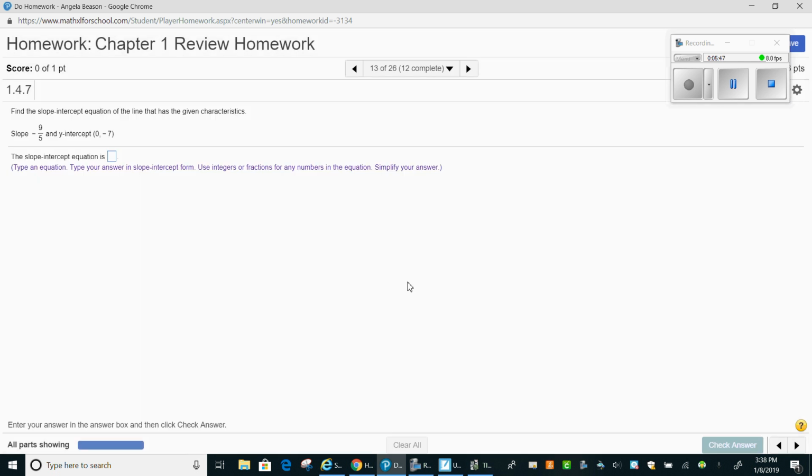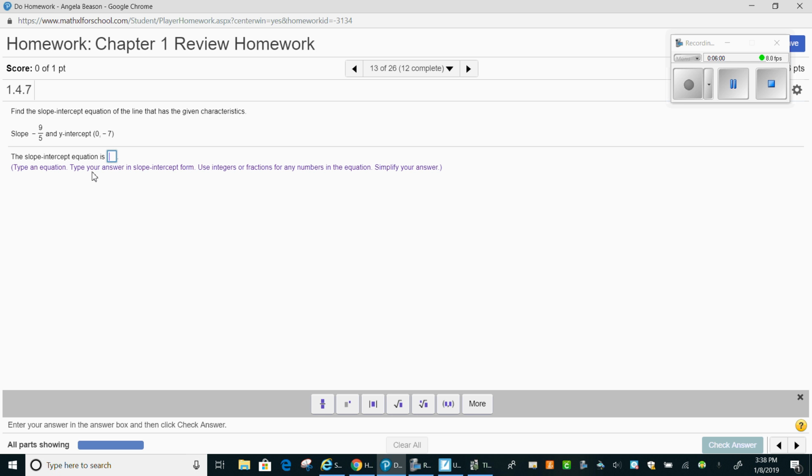Next question is number 13. Find the slope-intercept equation of the line that has the given characteristics. They tell me the slope and the y-intercept, so I'm going to write the equation. It says type your answer in slope-intercept form. Use integers or fractions for any numbers in the equation and simplify your answer.